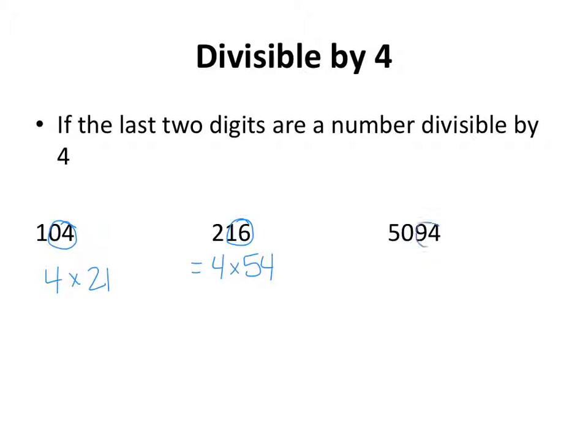For 5,094, we might not be sure if 94 can be divided by 4. So let's think of it as 80. That's definitely a multiple of 4. Plus 14. 14 is not a multiple of 4. Which means 94 isn't, which means 5,094 isn't.